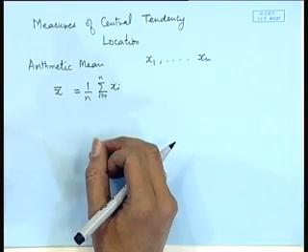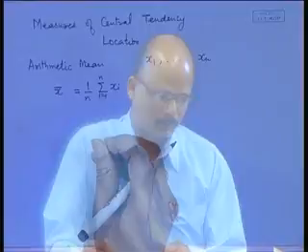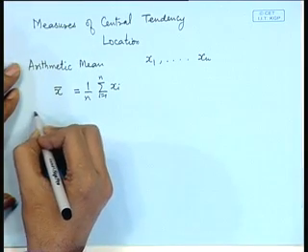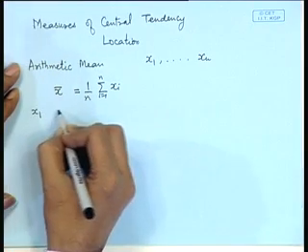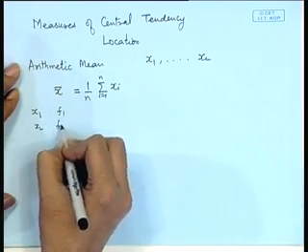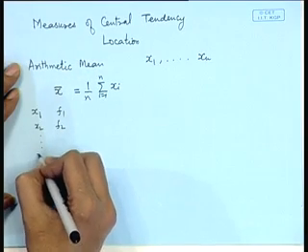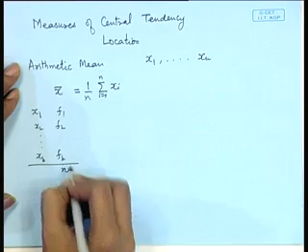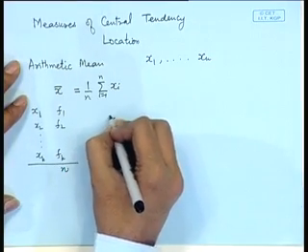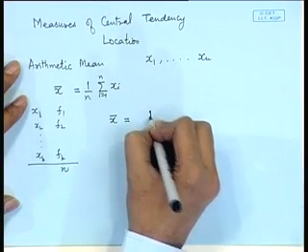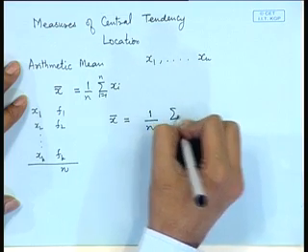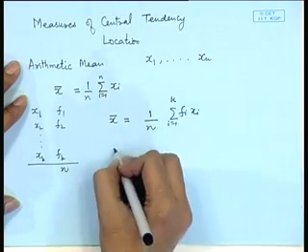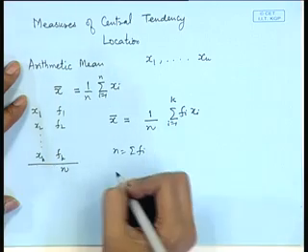This is one of the most commonly used measures of location or measures of central tendency. Now, if I have a discrete frequency distribution, that means x1, f1, x2, f2, up to xk, fk, where the total is n, then the average value can be calculated using the formula 1 by n sigma fi xi, where n is sigma of fi.